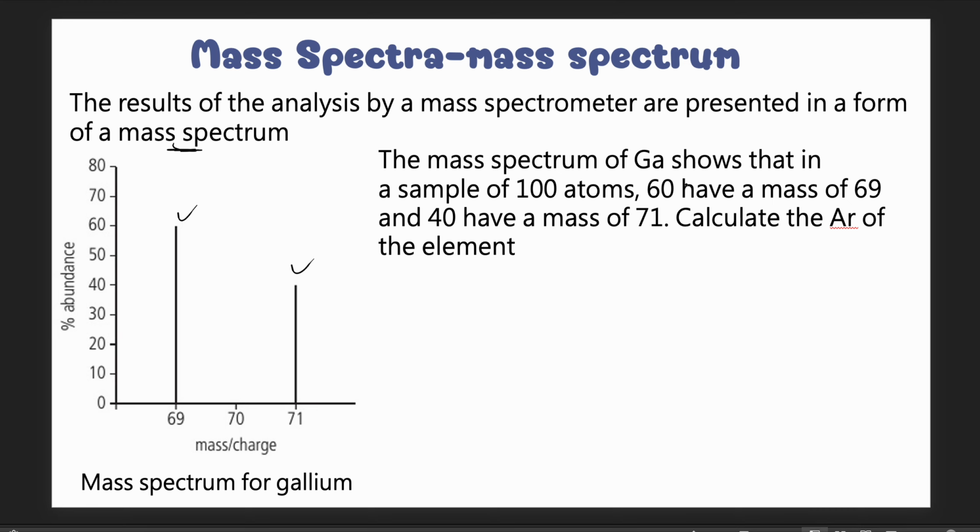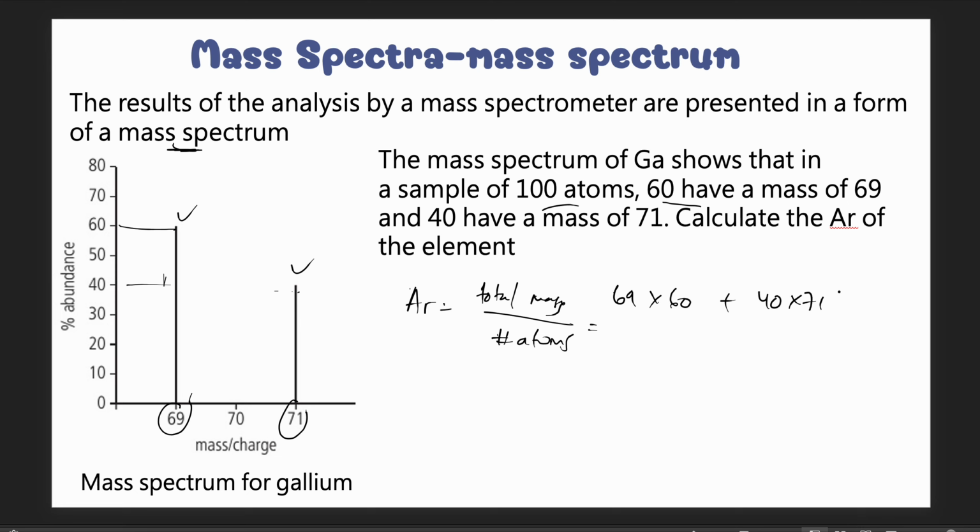For example, the mass spectrum of gallium shows that in a sample of 100 atoms, 60 have a mass of 69 and 40 have a mass of 71. Calculate the relative atomic mass by total mass divided by number of atoms. So total mass, you can calculate by 69 times 60 plus 40 times 71, divided by total atoms, which is 100. Then you get 69.80. So this is the relative atomic mass of gallium.